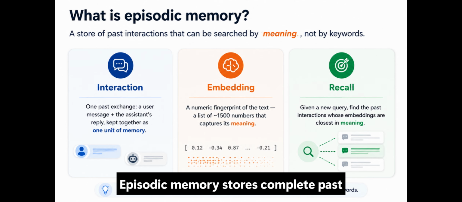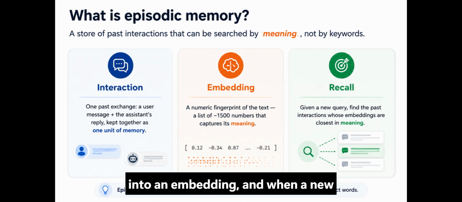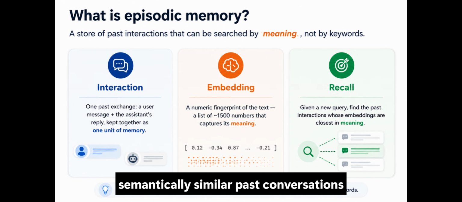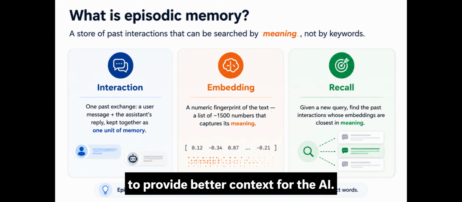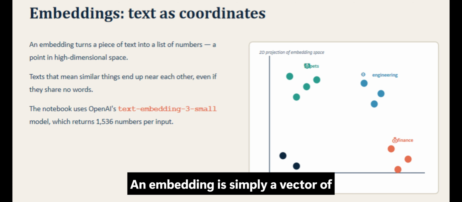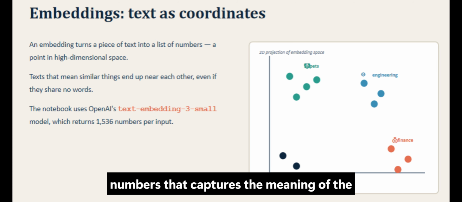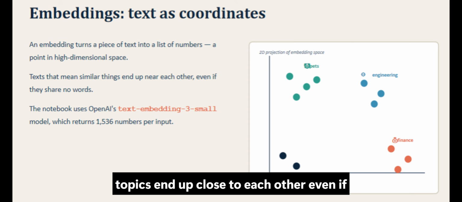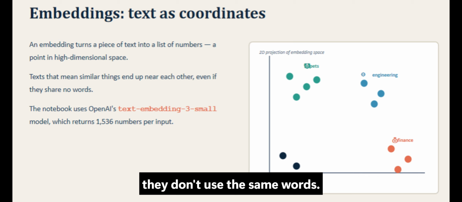Episodic memory stores complete past interactions and retrieves them based on meaning. Each interaction is converted into an embedding, and when a new query arrives, we recall the most semantically similar past conversations to provide better context for the AI. An embedding is simply a vector of numbers that captures the meaning of the text, so conversations about similar topics end up close to each other, even if they don't use the same words.